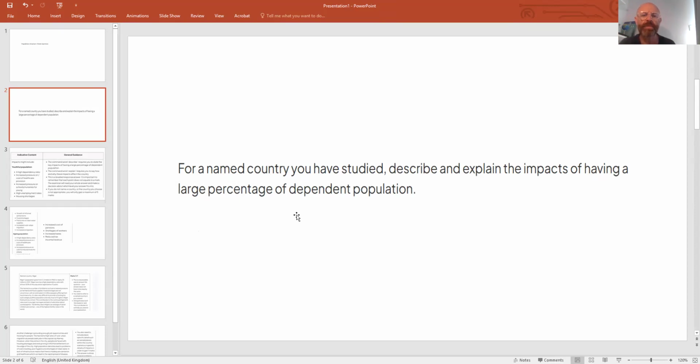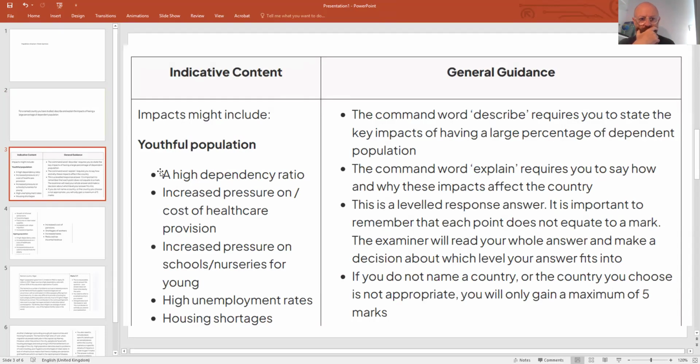Okay, so for a named country you've studied, describe and explain the impacts of having a large percentage of dependent population. The indicative content, sort of things you could discuss, okay? A high dependency ratio, that's the term, remember. A high dependency ratio increases pressure on the cost of healthcare provision, increased pressure on schools, nurseries for young, high unemployment rates, okay? Housing shortages. There's not enough place for all these dependents to live. The command term describe requires you to state the key impacts of having a large percentage of dependent population. The command word explain requires you to say how and why these impacts affect the country.